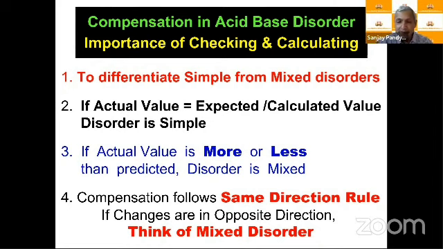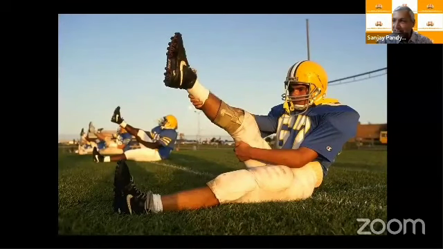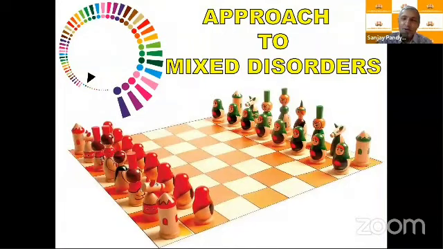And remember that compensation follows the same direction rule. Up yields up, down yields down. If the changes are in opposite directions, think of a mixed disorder. With this, the concept of compensation is done. All of you, with great understanding, are ready to go ahead with the approach to mixed disorder. This mixed disorder looks like a complex chess game, but it is going to be very simple.